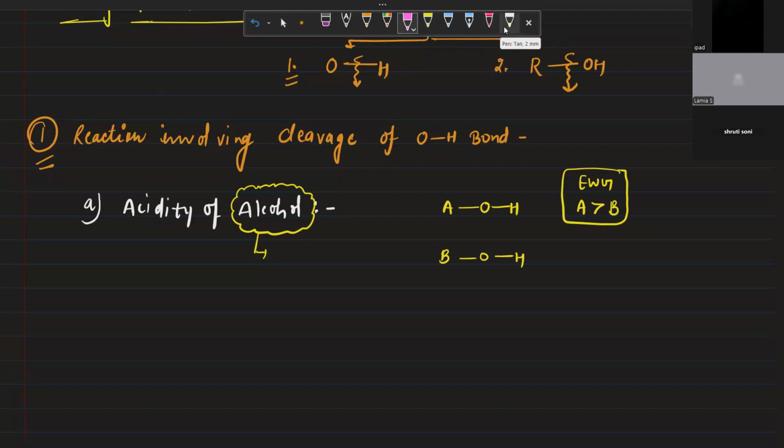Electron withdrawing group. So if A can withdraw electrons better, then that means it would be an acid, right? Or more acidic. Yeah, because it's electron withdrawing, not electron gaining. So in case of AOH and BOH, which compound donates hydrogen easily?